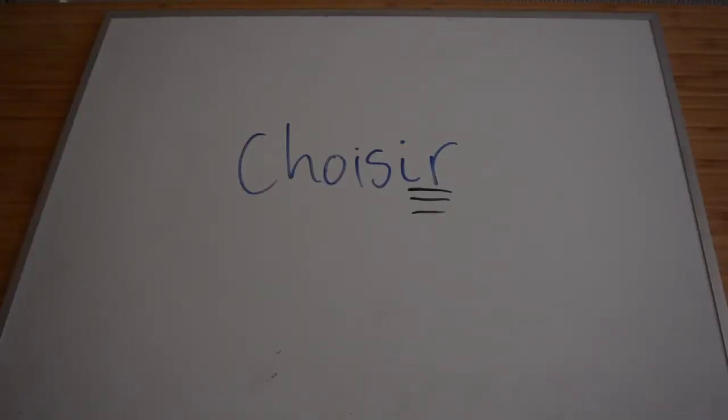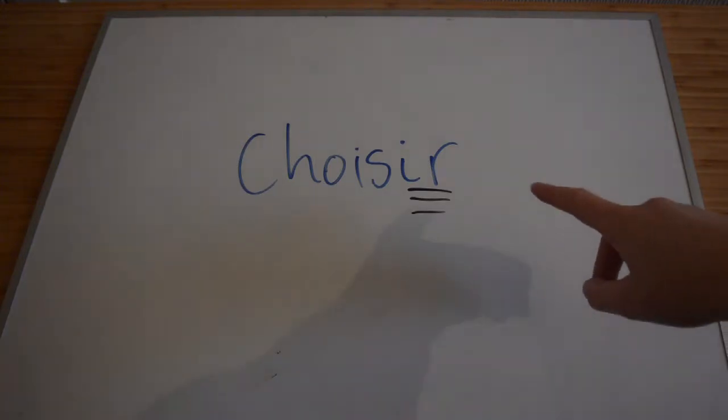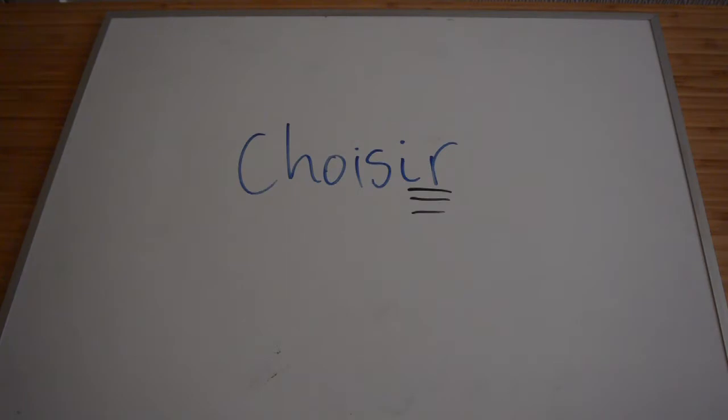Okay, so we've managed to tackle ER verbs, and now we're going to go on to IR verbs. The verb that we're going to use as an example to begin with is the verb choisir, which means to choose.